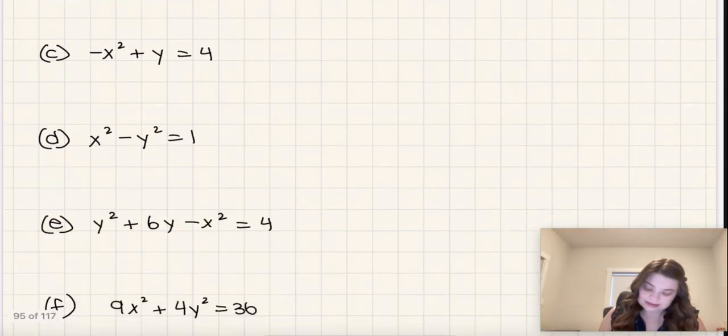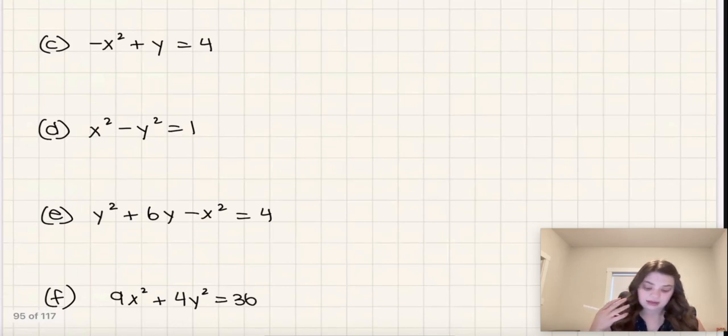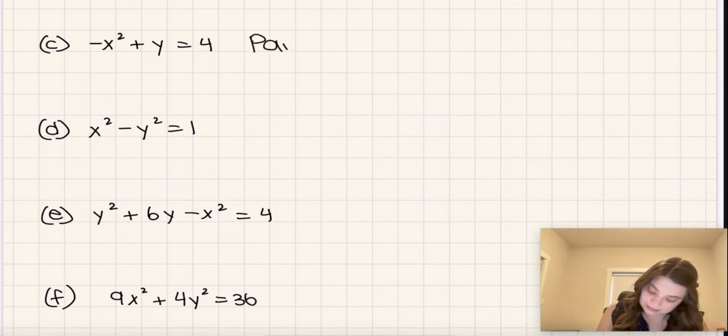All right, what about this next one? Negative x squared plus y is equal to 4. Well, this would be the equation of a parabola, right? Because notice we have x squared and we have y here. So this would be a parabola.